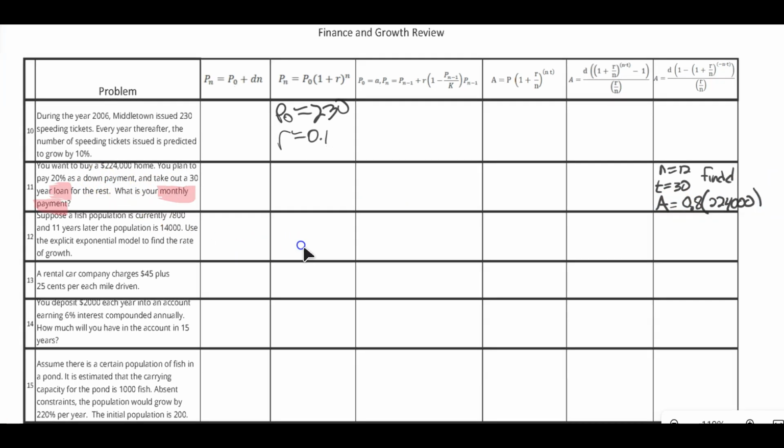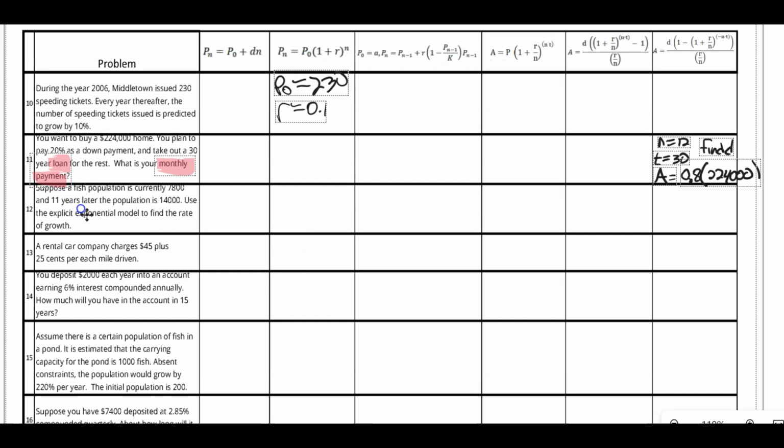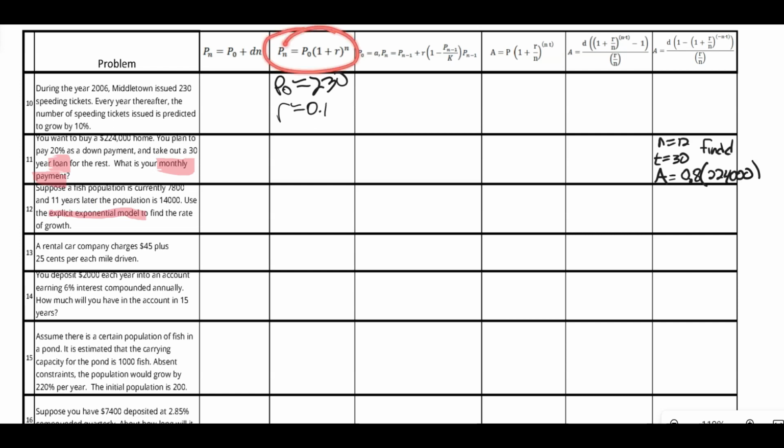All right, next one. Suppose a fish population is currently 7,800, and 11 years later the population is 14,000. Use the explicit exponential model. All right, so this makes it easy. They told us exactly which one to work with. The explicit exponential model. Define the growth rate. Okay, so we have the current population. That would be P sub 0.